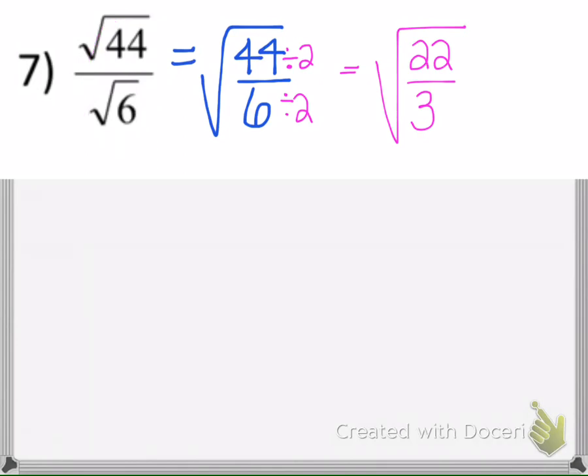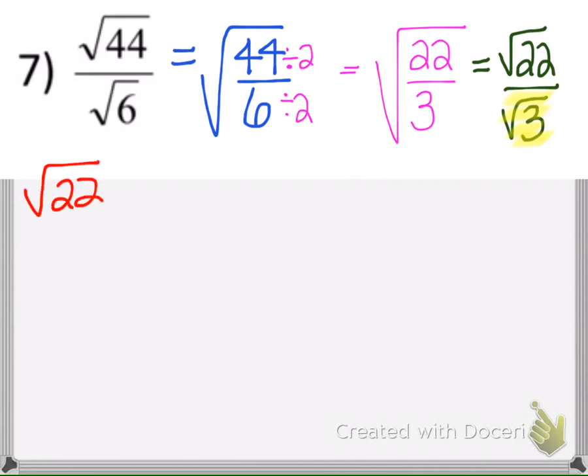But now I have an issue. Now I have a fraction in the radical. So now I'm going to split it apart. And now I still have an issue. I have a radical in the denominator. And we just said when we rationalize a problem, we cannot leave a radical in the denominator. So now I'm going to start the process of rationalizing.